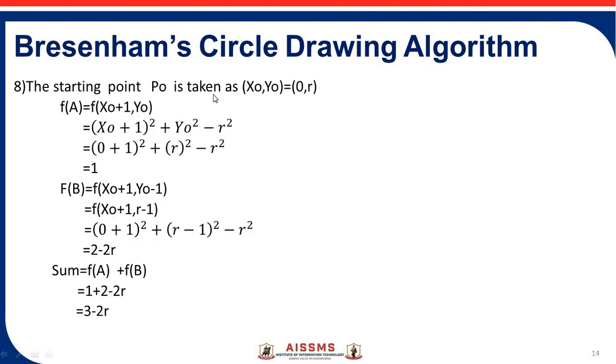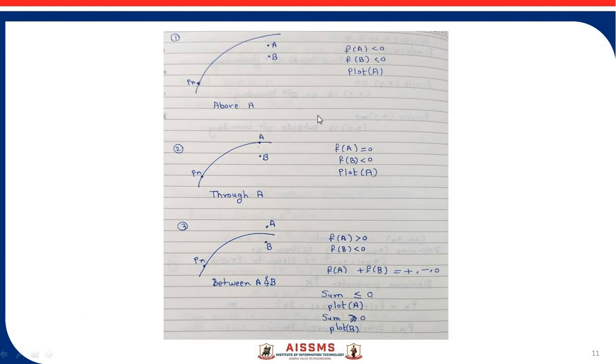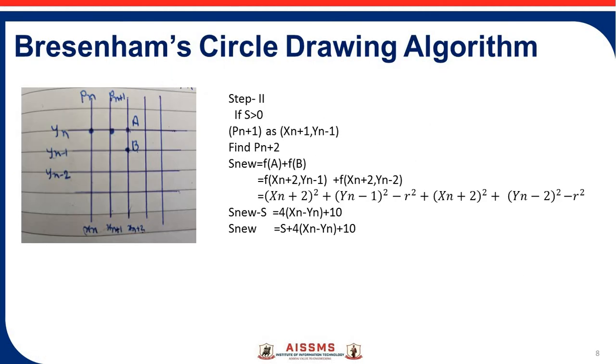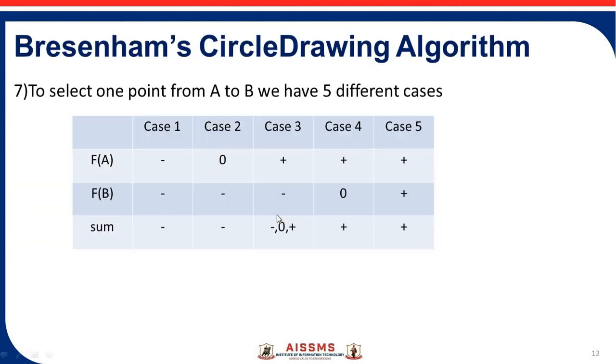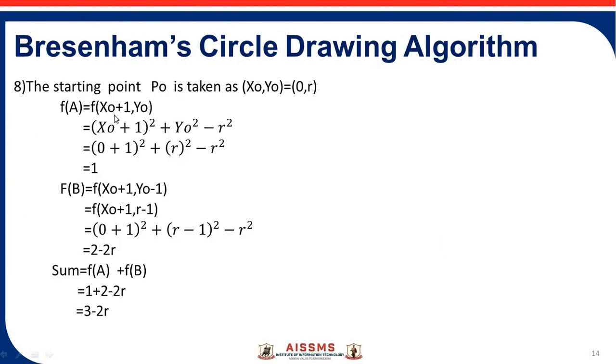The starting point P0 is taken as x0, y0, that means 0, r. We have covered this point in the figure. In this figure, we have discussed this point already. R is the topmost point of the circle boundary, with x value 0. With this, we are going to calculate x0 plus 1, y0.